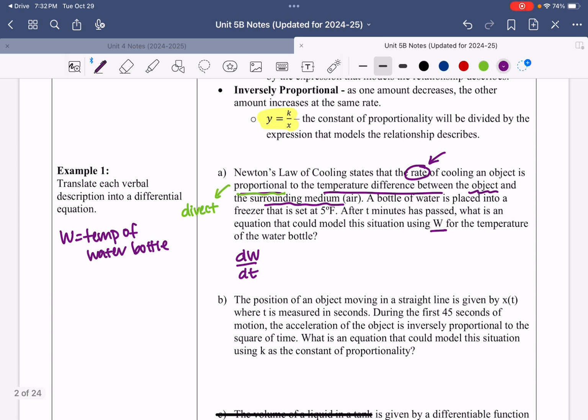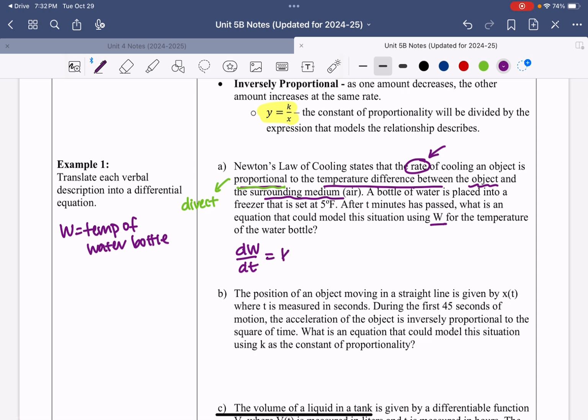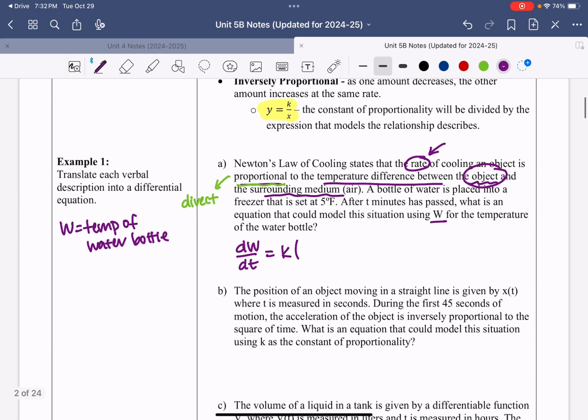So I know that this rate of change, this differential equation, is going to be equal to k, some constant of proportionality, times the object and then the air of whatever it's around. So we know that the object in this case is the temperature of the water bottle, and the surrounding medium is the air, and we know that the air is 5 degrees Fahrenheit. So our differential equation relates the change of the water bottle's temperature with the water bottle's temperature, the surrounding air, and that constant of proportionality.